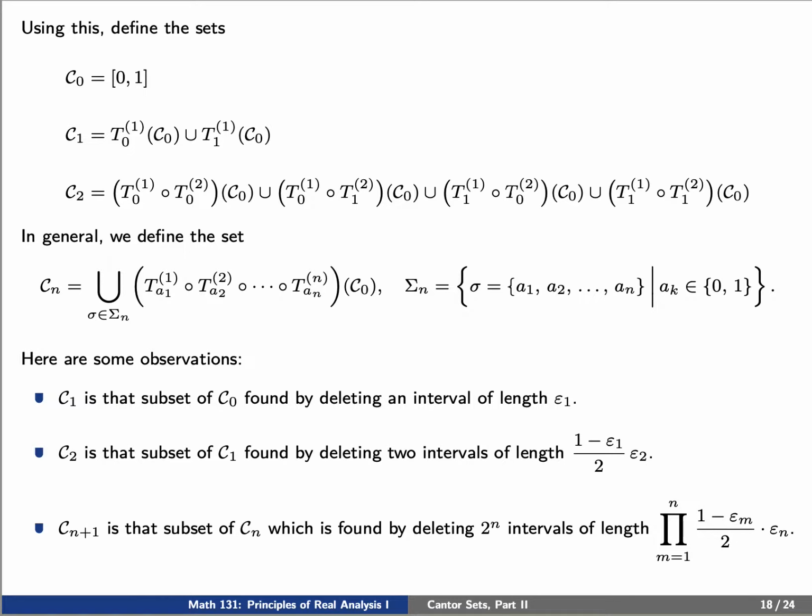And more generally, C sub n plus 1 is that subset of C sub n found by deleting 2 to the n intervals of length the product over (1 minus epsilon sub m) over 2, as m ranges from 1 to n, times epsilon sub n.